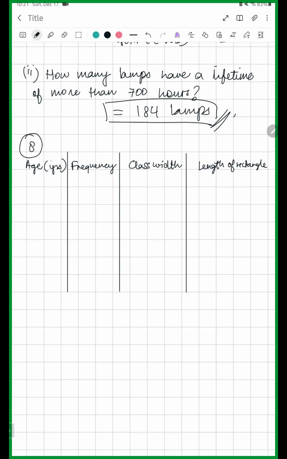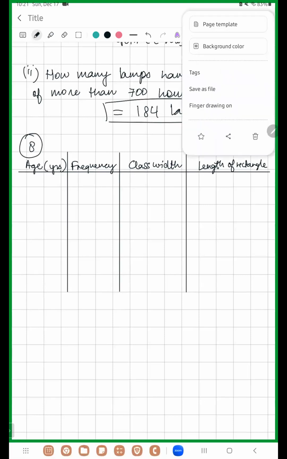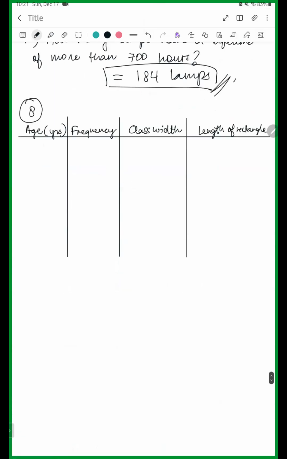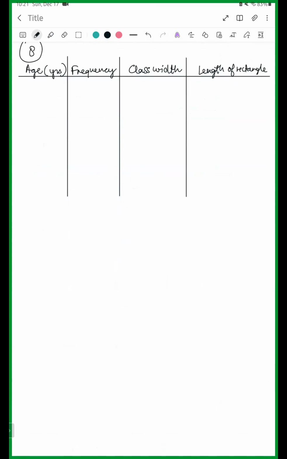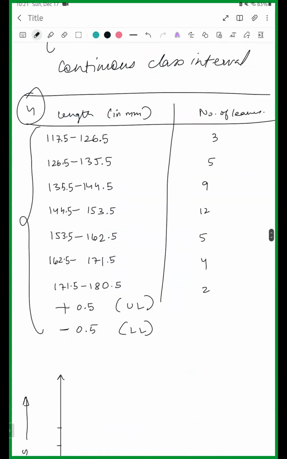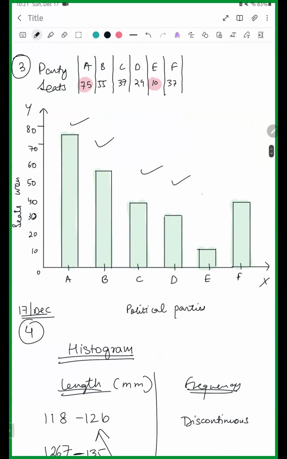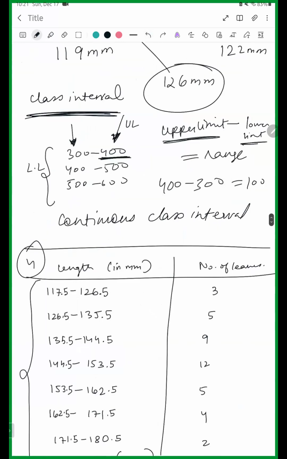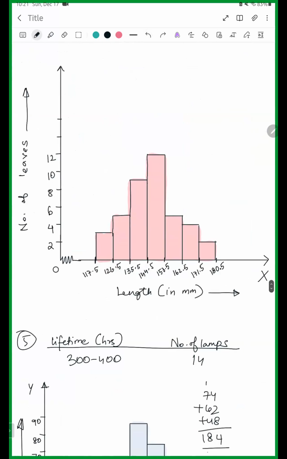Make these columns like so. What happens in a histogram, and this is what I told you when we were starting this concept, is that in a bar graph the width has to be the same, but in a histogram the width can be the same or it can be different. That depends on the class width or the class interval size, which is also known as the class size, or it is also called the range.